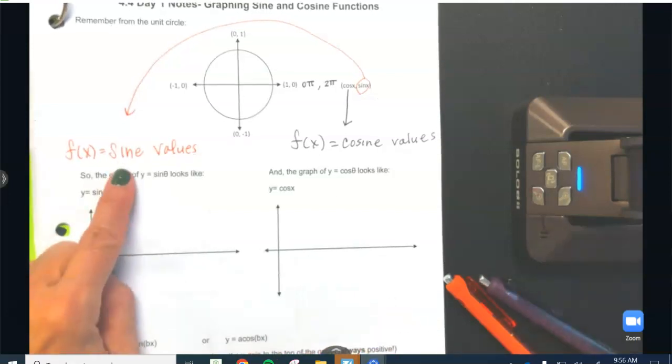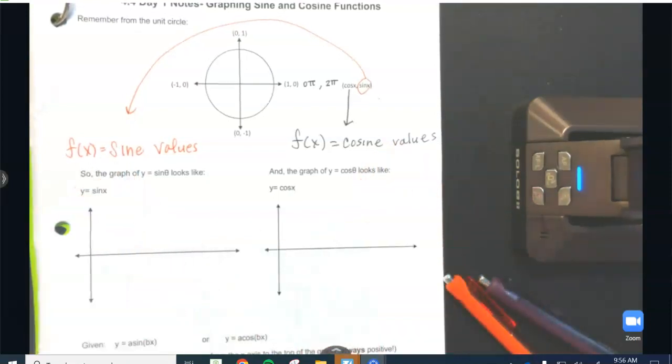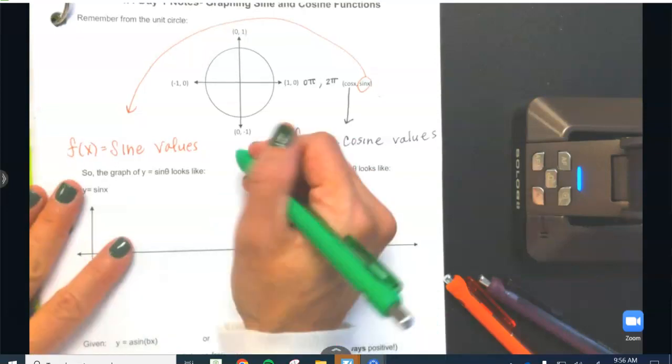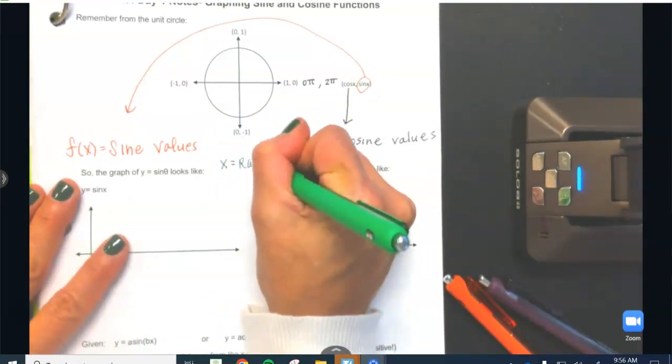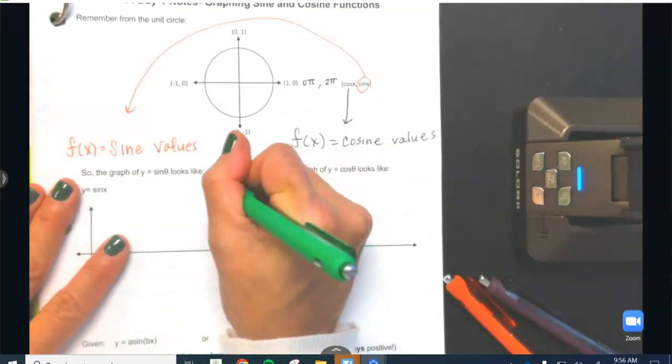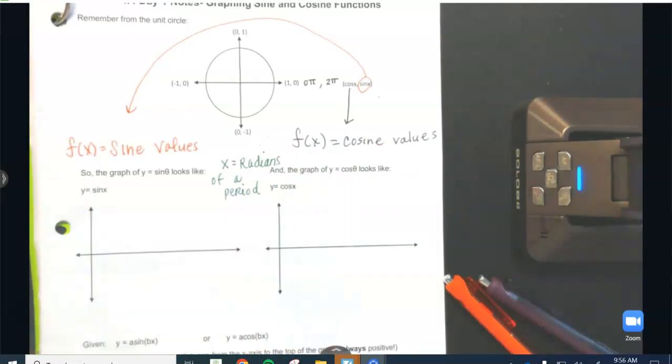All right, so we're going to break up the sine values from the cosine values. So those are different graphs, but they have the same input. They're both going to share the same input. The input, the x values, are the radians of a period. And a period is just a fancy word for before the wave starts over again.